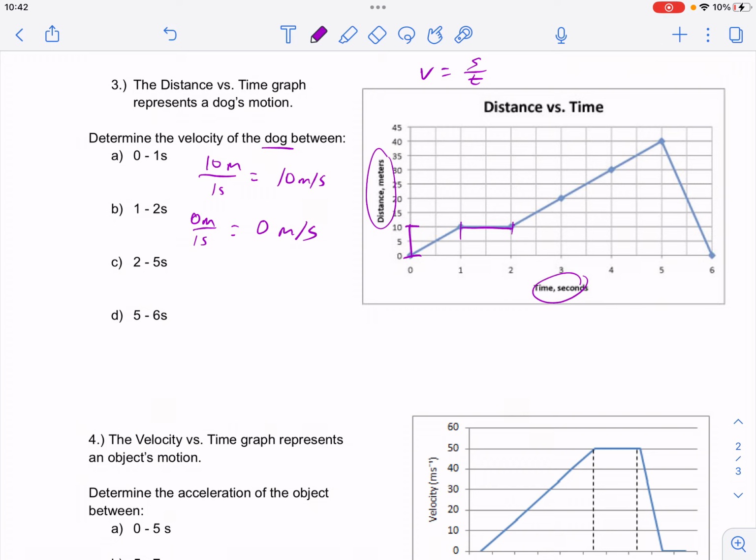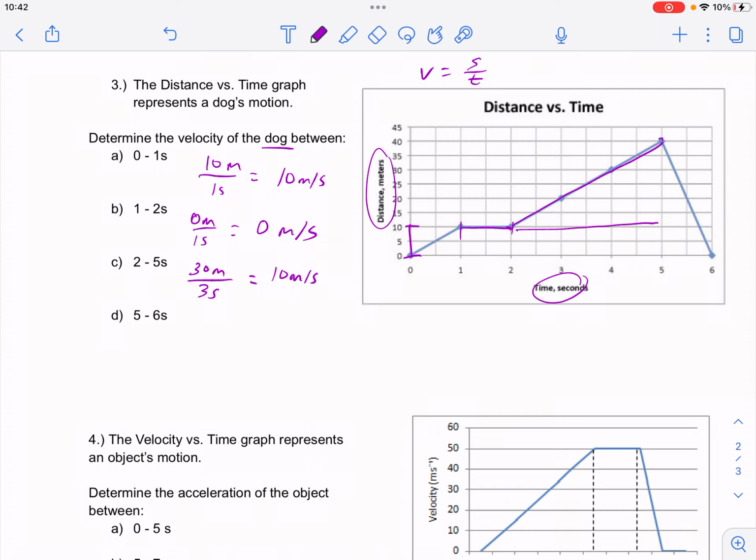From 2 to 5, I can see I have the same slope here. And so it looks like we're going from 10 to 40. So that's a change of 30 meters on top. That's my rise. And that happened over 3 seconds. And therefore, I'm back at that 10 meters per second.